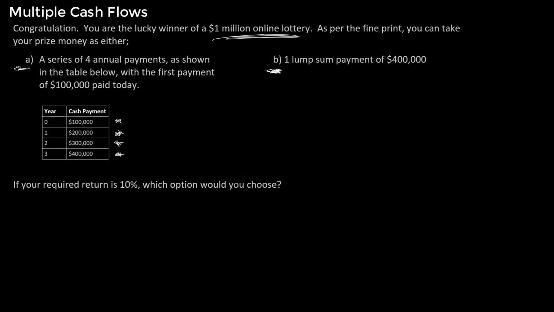So remember, the time value of money concept states that money in different years is not comparable. So what we'll need to do is discount year 3, year 2, year 1's cash flow back to the present time, year 0, and then add them all together to get the present value of this option here. Then we need to compare that dollar amount with this $400,000 and see which one is larger. And the larger option will be the better one.